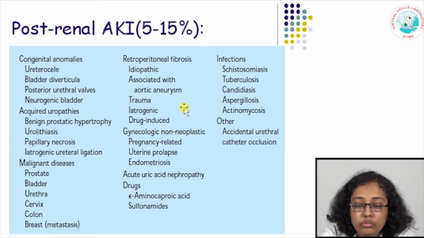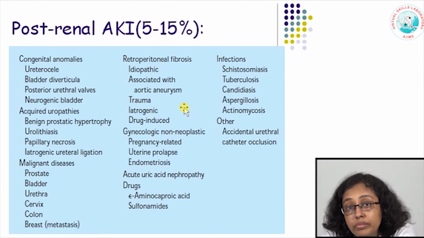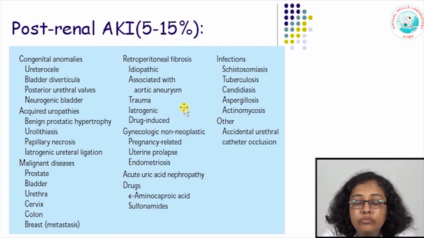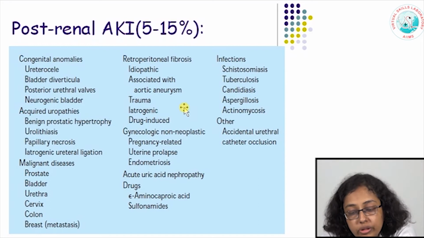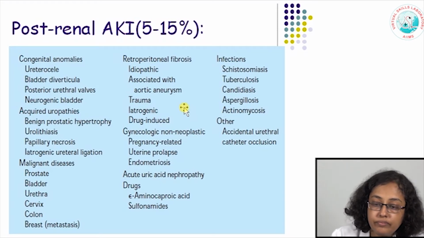The causes vary according to age. In children, it could be because of a posterior urethral valve or a neurogenic bladder. In the elderly, it could be because of a prostatic enlargement. In diabetics, it could be because of papillary necrosis. There are a host of malignancies which can cause bilateral ureteric involvement because of metastasis, like prostatic cancer, cervical cancer in females, colonic malignancies rarely. Other uncommon causes are retroperitoneal fibrosis due to any cause, traumatic post-renal AKI, acute uric acid nephropathy, which is less common, and some rare infections.